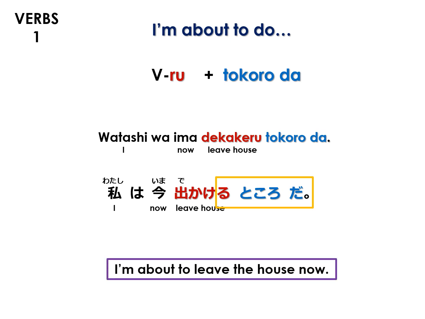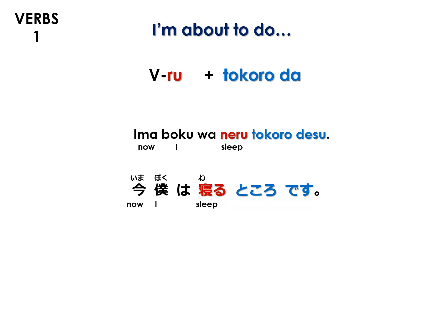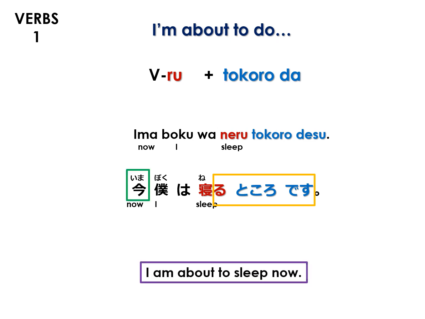For the first 4 patterns of using tokoro, it's very common to use the adverb of time ima or chodo or chodo ima, which means just now, to further emphasize the nounness of the action. Another example, 今僕は寝るところです。Again, note the るところです pattern and the word 今 for emphasis. Translation, I'm about to sleep now.